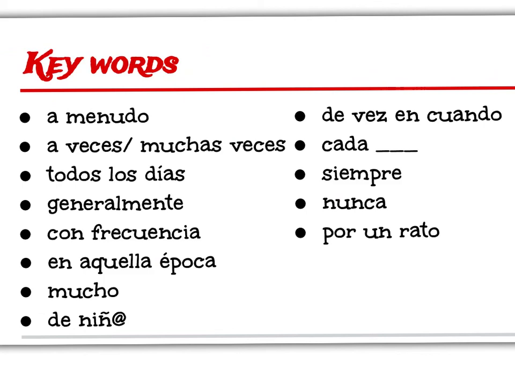Notice these key words have a lot to do with habitual actions such as we always, siempre, jugábamos a la playa. We always played at the beach. The time is not very specific, like it is with preterite, where I said, on Monday I went to the beach. This would be on Mondays, los lunes, I used to go to the beach.